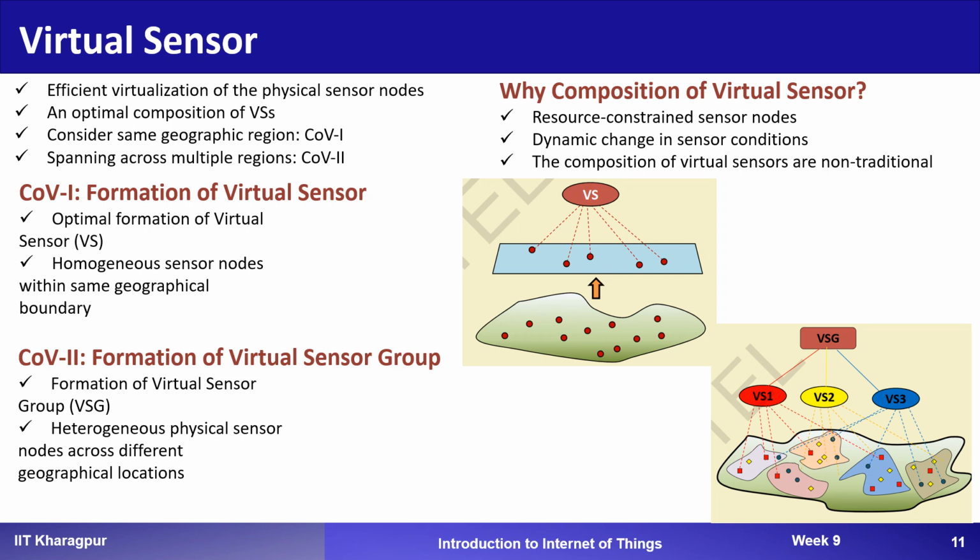Second one is dynamic change in sensor condition. Sometimes there is a possibility that one of your sensors gets malfunctioned, or due to some environmental condition it is not working fine, right? In that case it is not going to give you the correct information, or it is not going to sense the correct data. So if you are using different sensors, then the chances of these incorrect values will get reduced. The next one is that the compositions of virtual sensors are non-traditional. In non-traditional wireless sensor nodes, this composition of virtual sensors is not there.